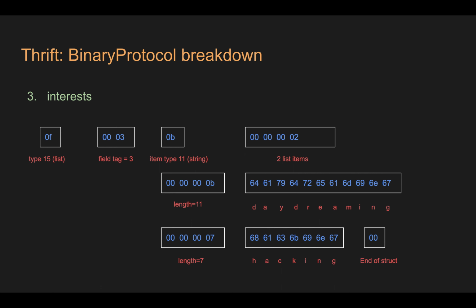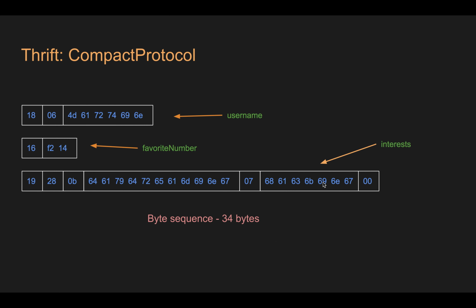Now encoding the interest array also follows the same pattern. There are some bytes here to denote the number of items in the array, which is 2 here. And then the length and the string value are encoded the same way as the other two fields. So the one that we talked about was the Thrift BinaryProtocol. Now the Thrift CompactProtocol encoding is semantically equivalent to the binary protocol, but as you can see, it packs the same information in just 34 bytes. So that's a great reduction in space.